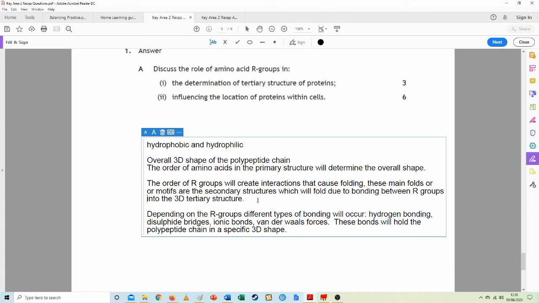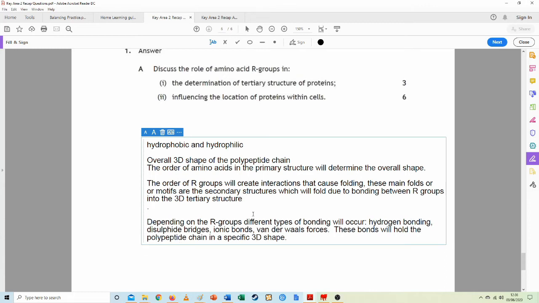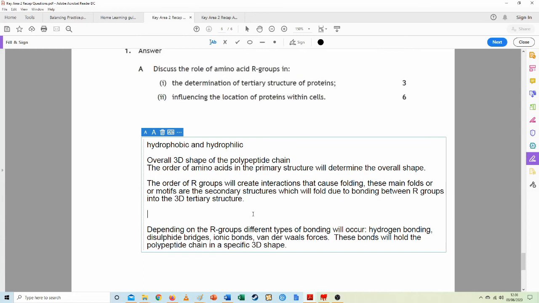So what I might want to say is, I've moved that full stop. The R groups can be polar, non-polar, charged, so that could be positive or negative. That would be acidic, and that would be basic. So that little bit adds in.